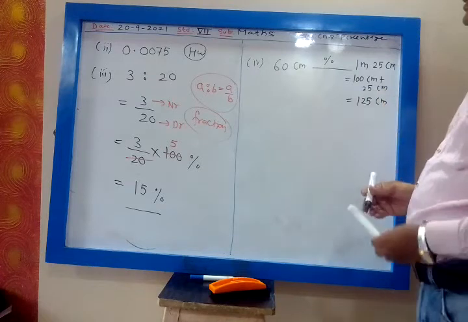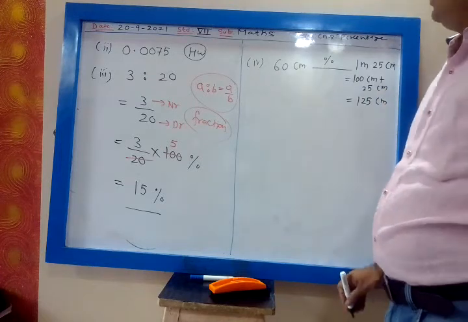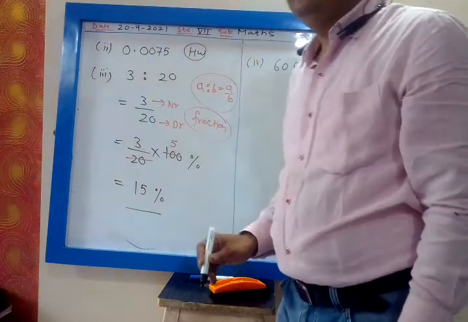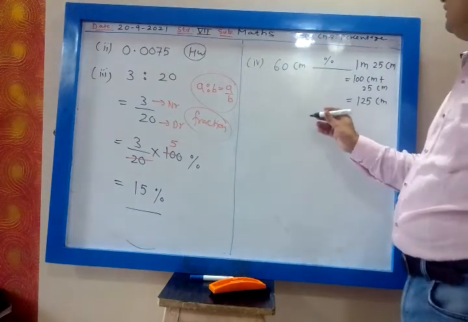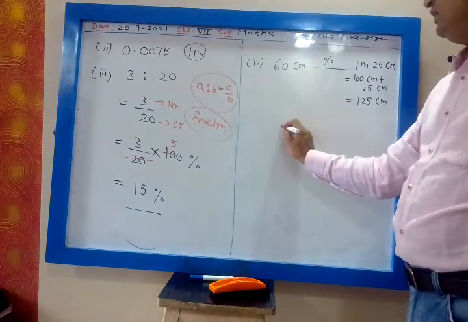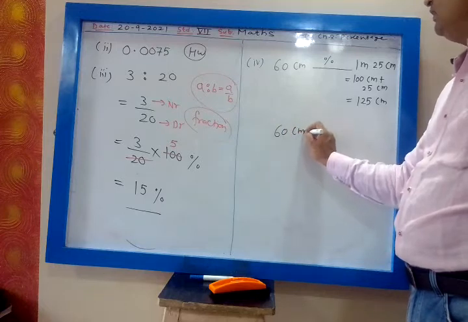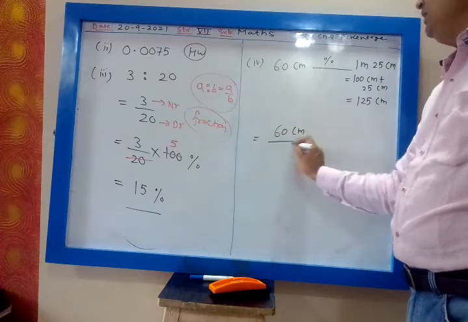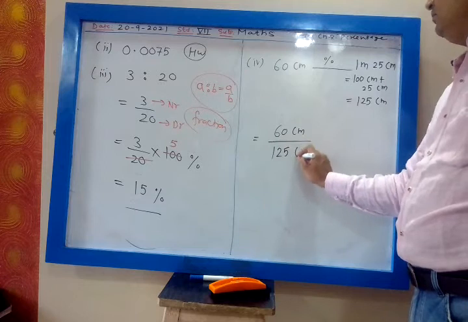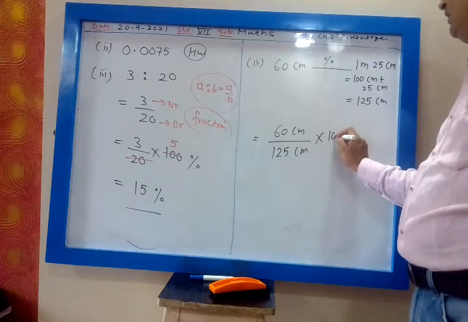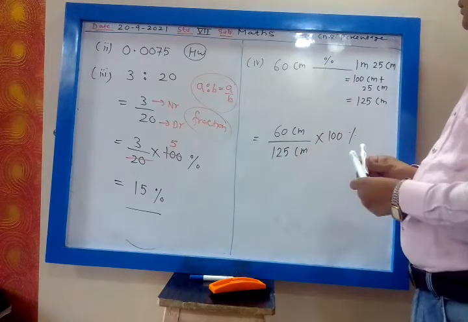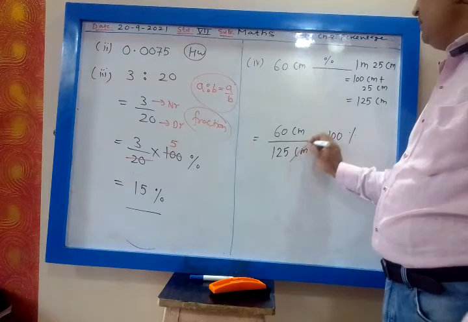Now how will you calculate percentage? How will you convert this into percentage? So that will be 60 centimeter upon 125 centimeter multiplied by 100. Yes, very good. So centimeter gets cancelled.